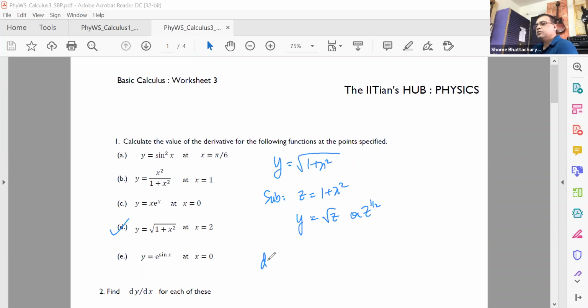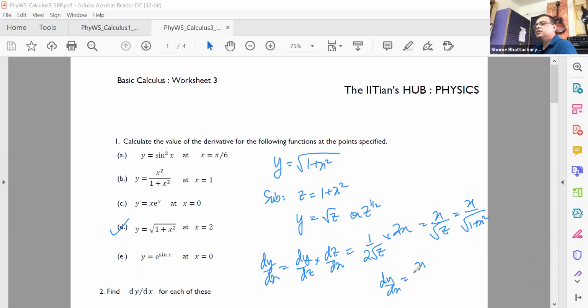So next step, differentiation of z to the power half is how much? 1 by 2 root z. And differentiation of 1 plus x square is 2x. So it becomes x by root z. By re-substitution, that becomes this. So this is your derivative: dy by dx is x upon root of 1 plus x square.